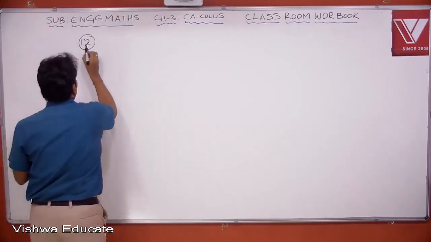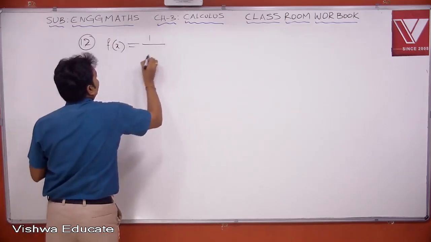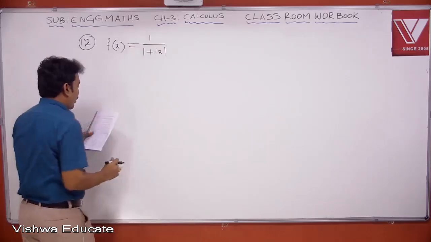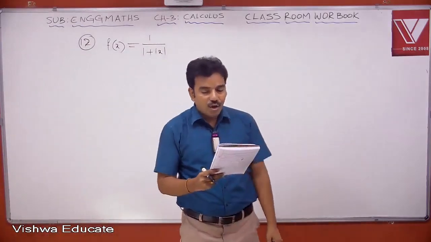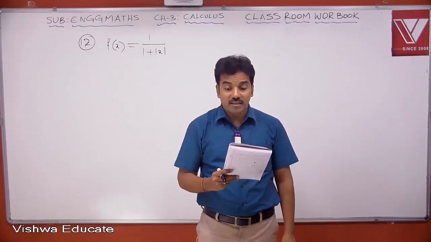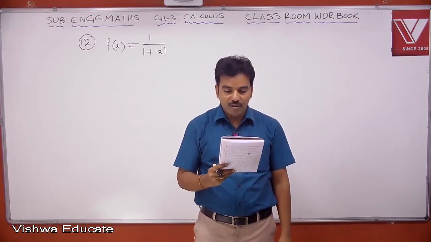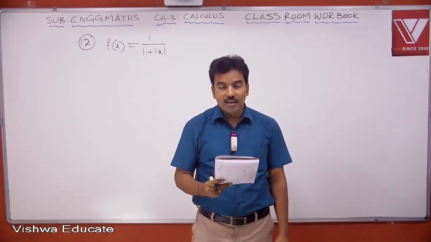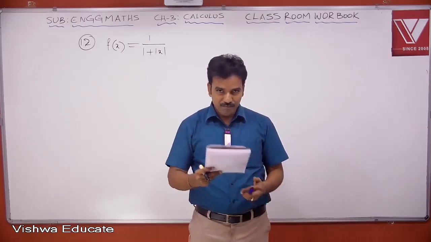The function f of x equal to 1 by 1 plus mod x at x equal to 0 is, options are given in terms of continuity and differentiability. Continuous and differentiable, continuous but not differentiable, not continuous but differentiable, neither continuous nor differentiable.